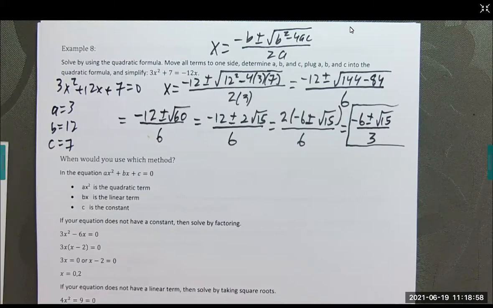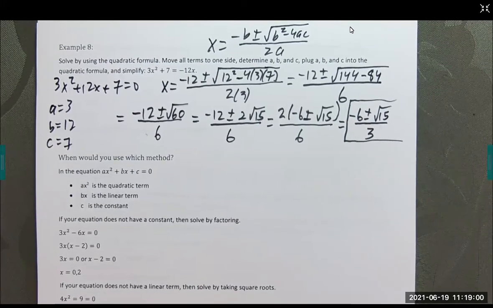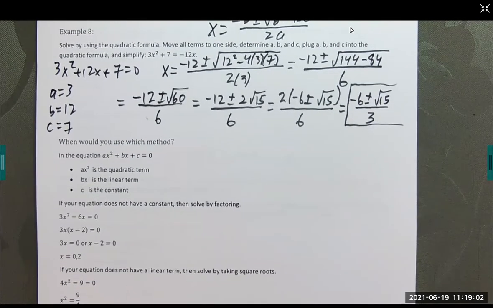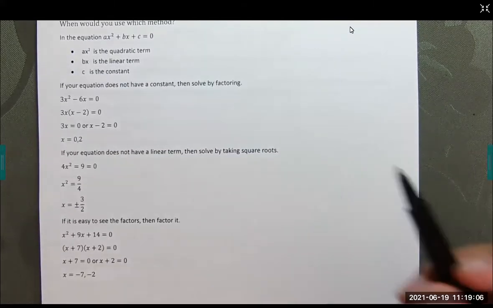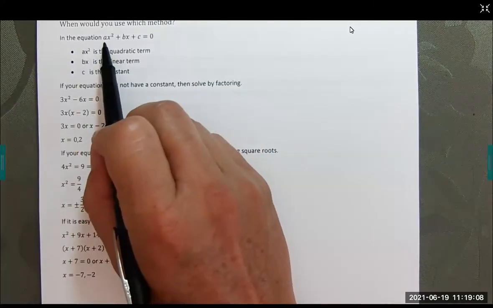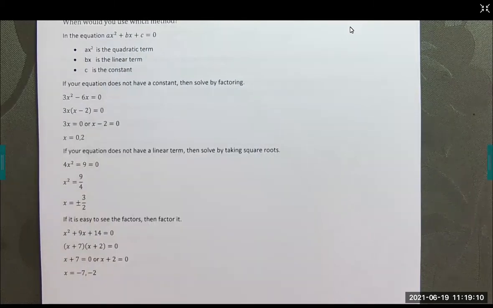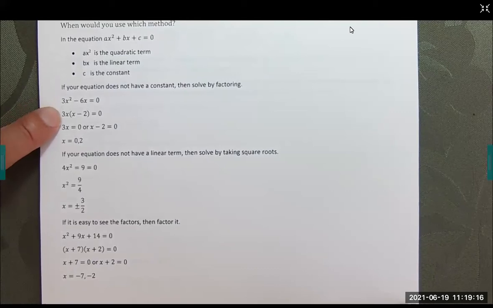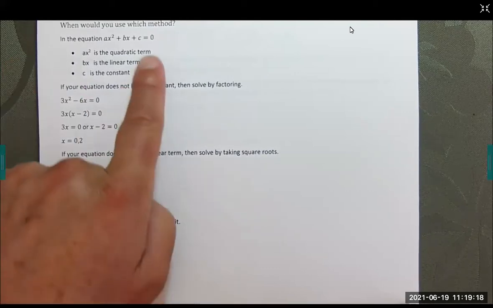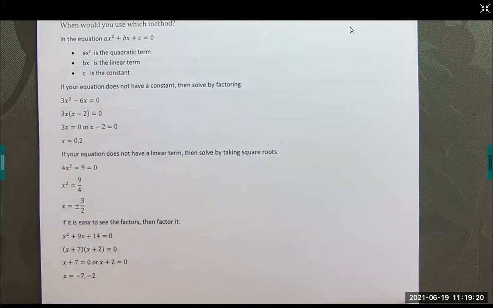And I threw down a few examples here of just when to use what method. So this is the quadratic term, this is the linear term, and this is the constant. If your equation does not have a constant, then factor a greatest common factor out most likely. Like this one here, there's no c, there's no constant term. So just factor a 3x out.